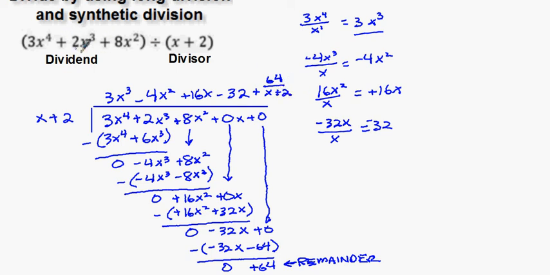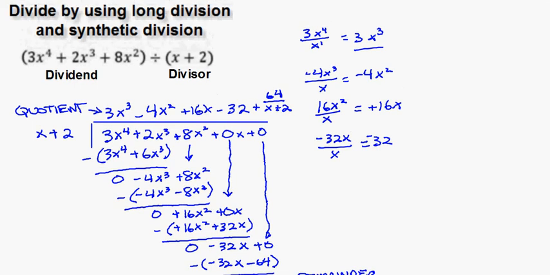So this is the dividend, this is the divisor, and the answer to a division problem is called the quotient. So this is our quotient right here. That's our quotient. This whole thing, starting here, going all the way over, like so.